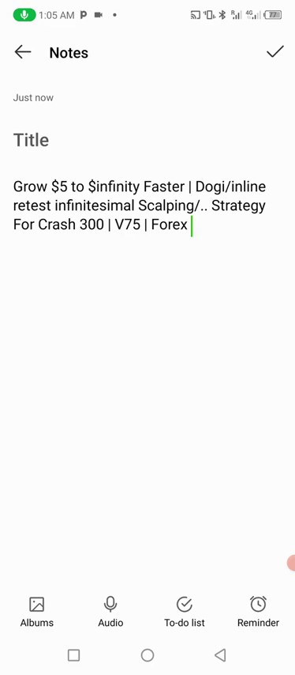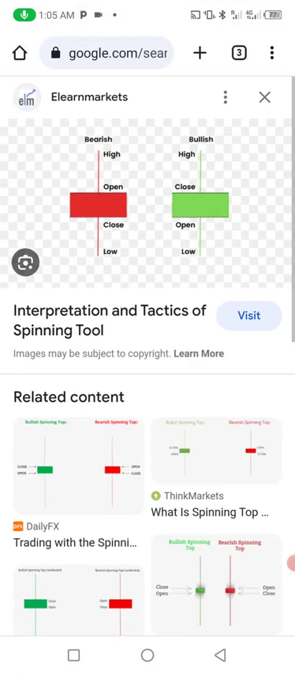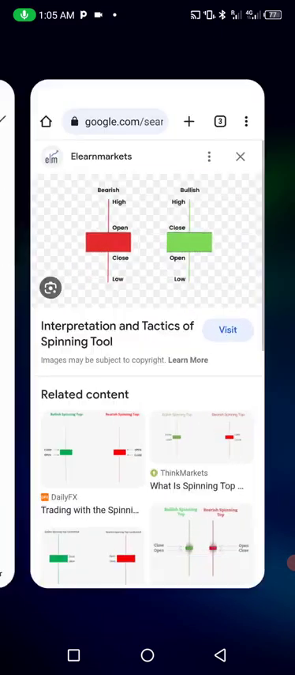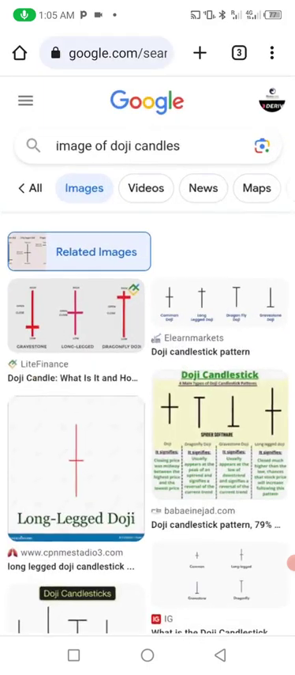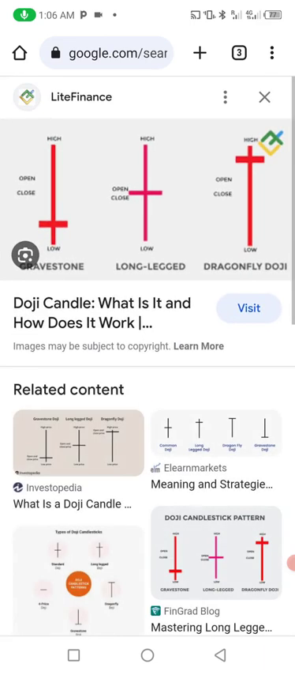It's very important that we look at the meaning of a doji. We need to understand the meaning of doji here. This is what we call a doji candlestick pattern. This is a doji candlestick, this is a doji candlestick.